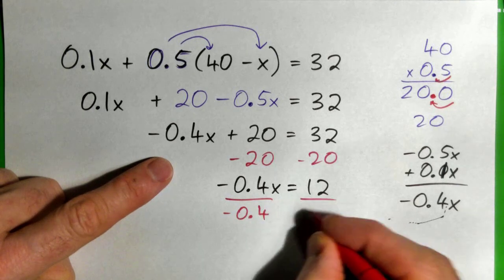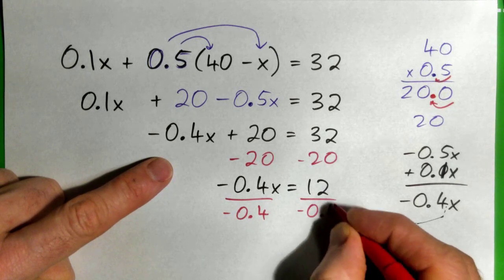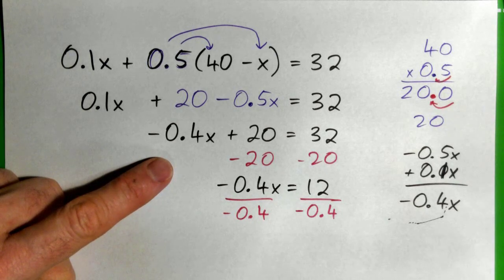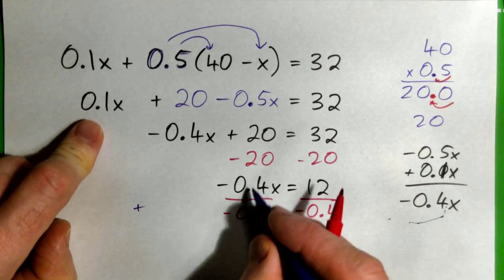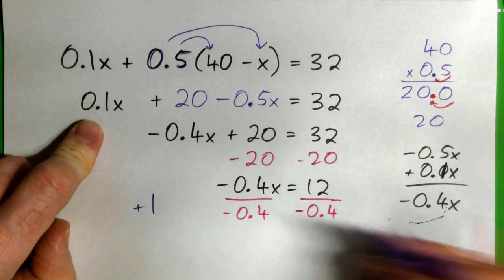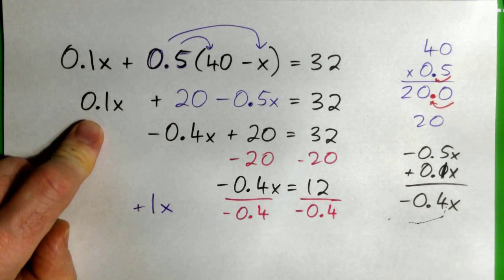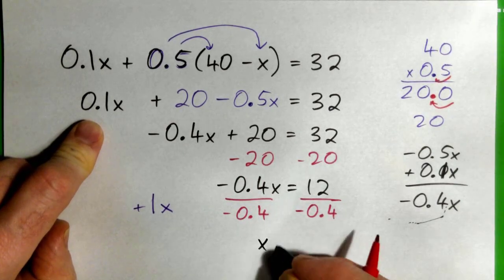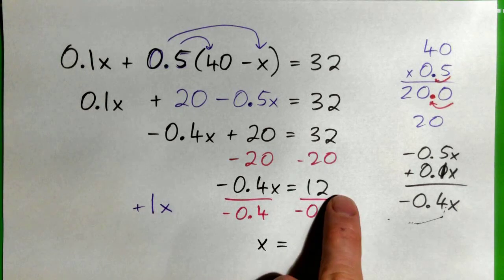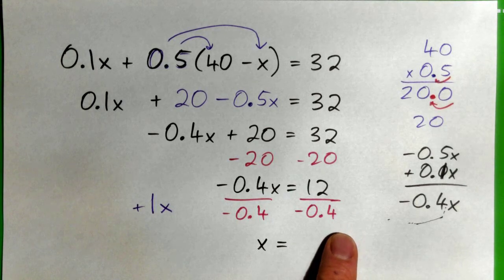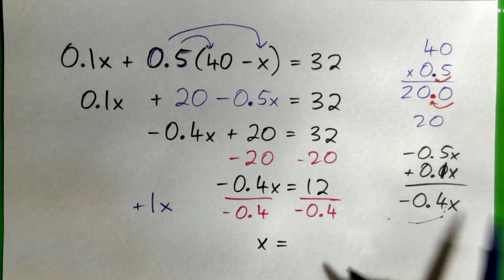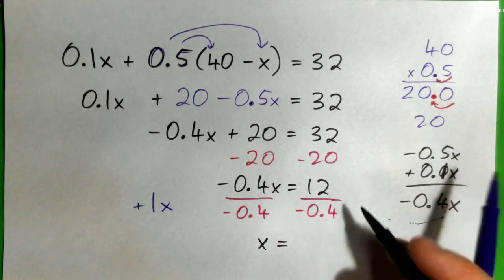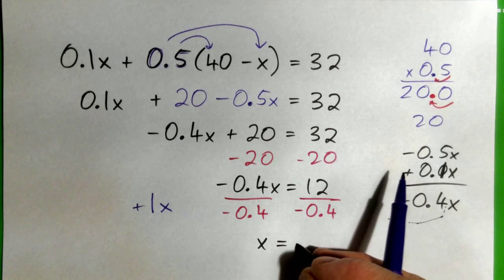Now divide by -0.4 on both sides to get the x on its own, because negative over negative makes positive. 0.4 over 0.4 makes 1. So on the left we have positive 1x, or just x. Now on the right, it's 12 over -0.4. That's a positive over negative. So just tell me what the sign should be. Yeah, a positive divided by negative gives a negative.